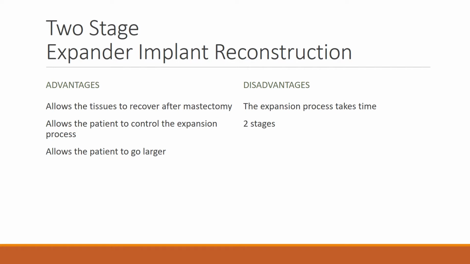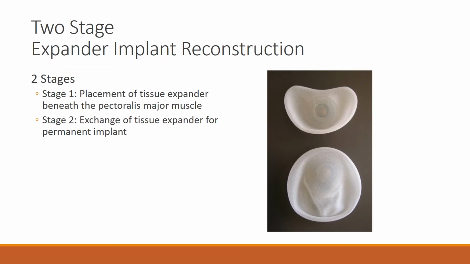Advantages include that it allows the tissues to recover after the mastectomy, it allows the patient to control the expansion process, and it also allows the patient to choose the size. Disadvantages are that the expansion process takes time. It also has two separate surgeries to achieve the outcome. Again, with two-stage expander implant reconstruction, the first stage is the placement of a tissue expander, typically underneath the muscles of your chest. Stage 2, the second surgery, is the exchange of the tissue expander for a permanent implant.